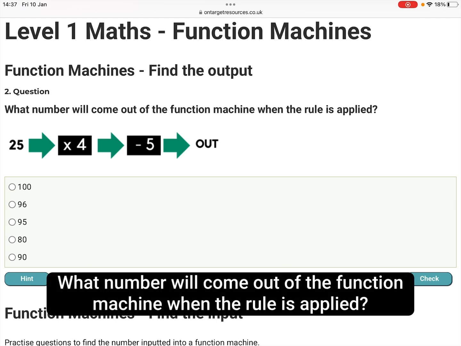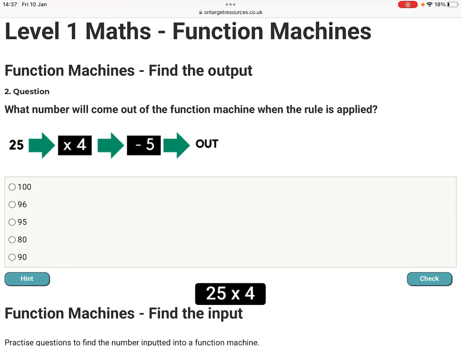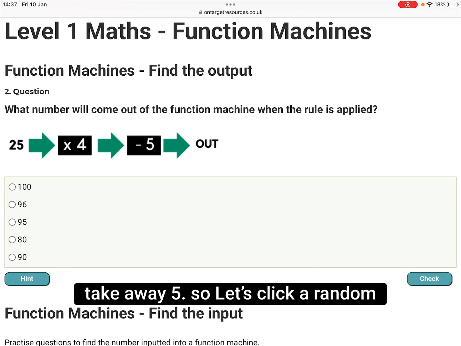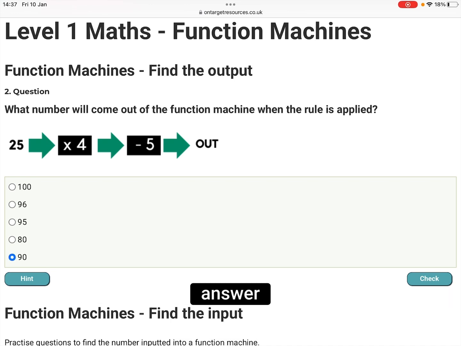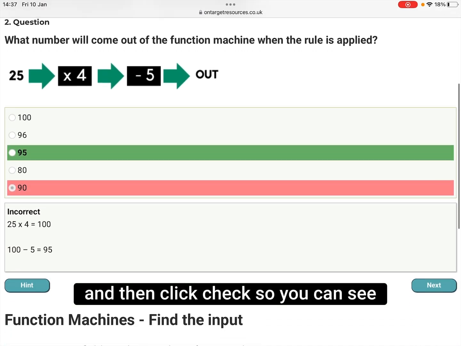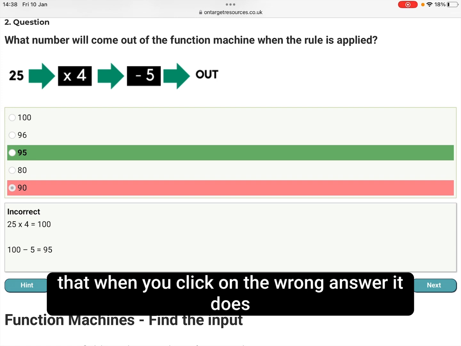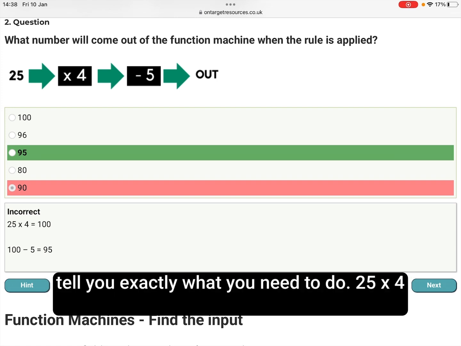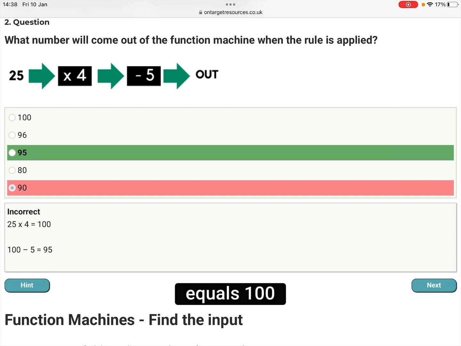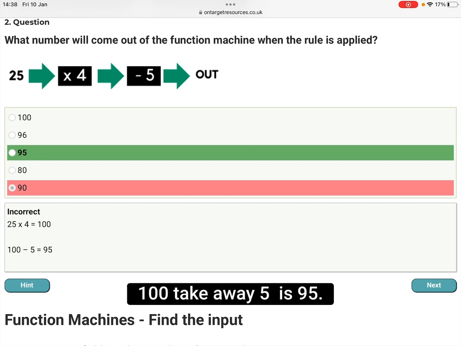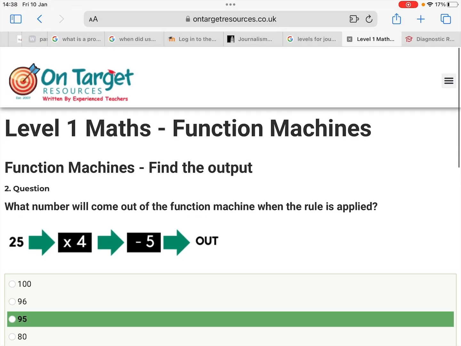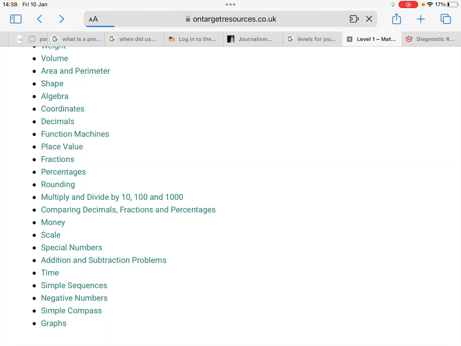What number will come out of the function machine when the rule is applied? So 25 times 4, take away 5. So let's click a random answer and click check. So you can see that when you click on a wrong answer, it does tell you exactly what you need to do. So 25 times 4 equals 100. 100, take away 5 is 95. Let's have a look at another quiz.